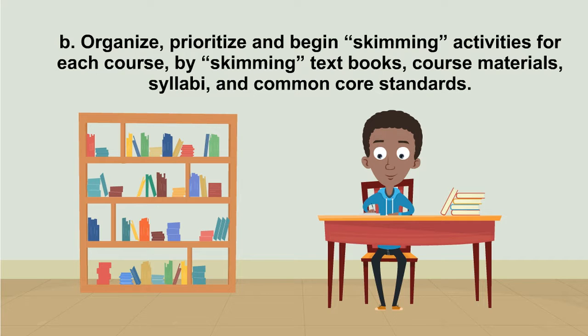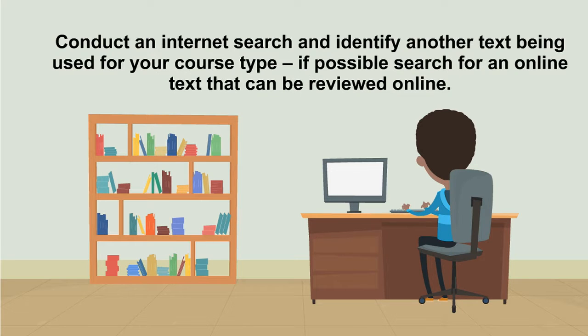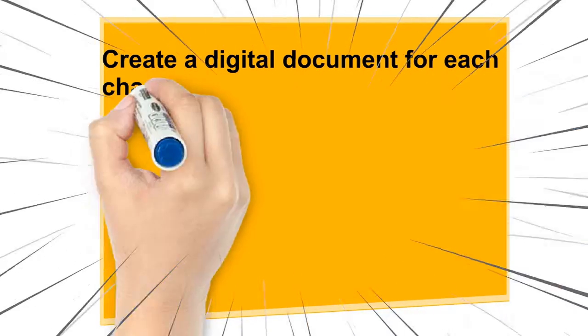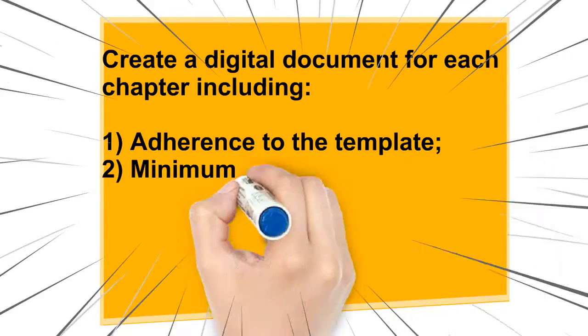Organize, prioritize, and begin skimming activities for each course by skimming textbooks, course materials, syllabi, and Common Core standards. If you cannot locate the actual textbook or materials, please conduct an internet search and identify another text being used for your course type. If possible, search for an online text that can be reviewed online. Don't forget, you can use the Common Core standards for all major courses too.